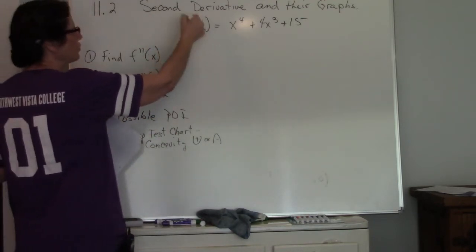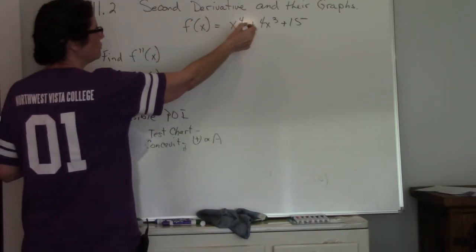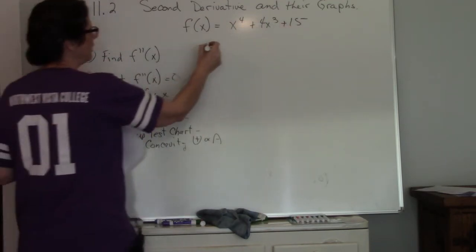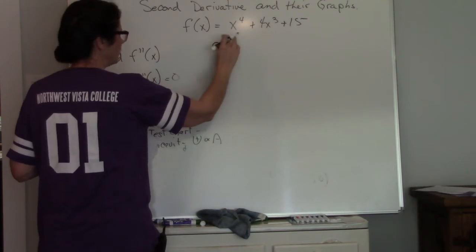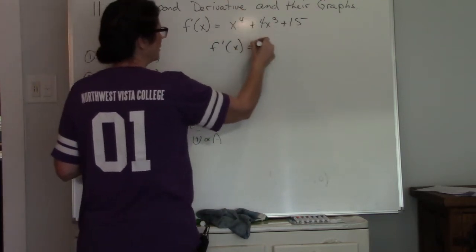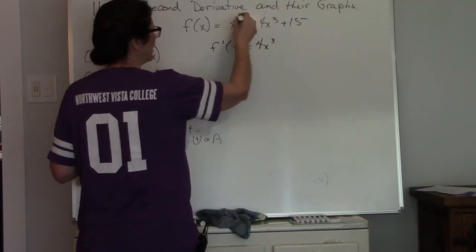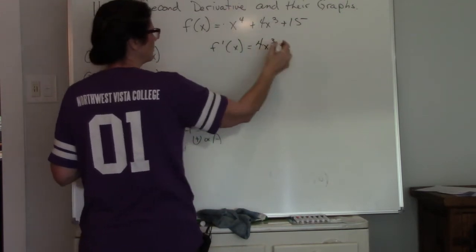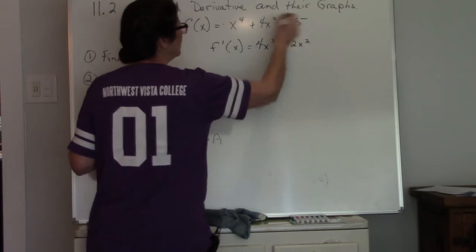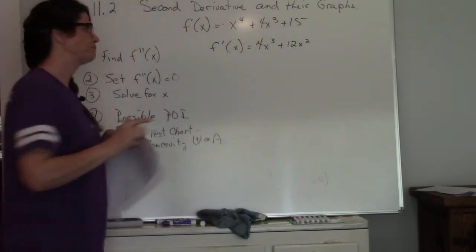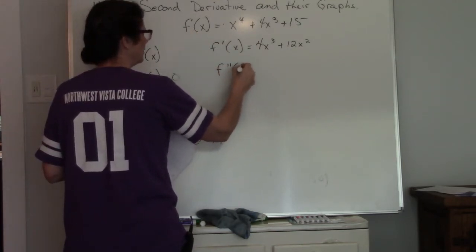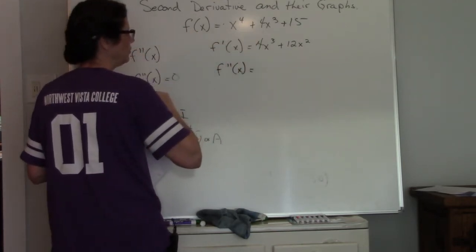So here's our function, x to the fourth plus 4x cubed plus 15. First step is we have to find our second derivative. So we have to walk through the process of finding the first derivative first. Using the power rule, again, drop this to the front, subtract 1. Drop this to the front, multiply, and subtract 1. 15 just goes to 0. That's my first derivative. For the second derivative, I take the derivative of the derivative.